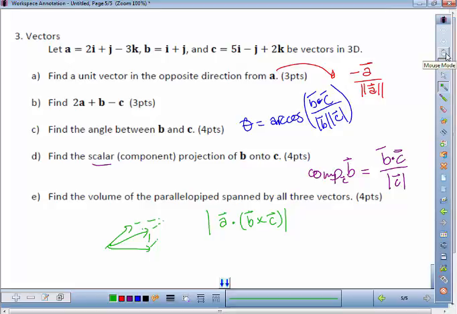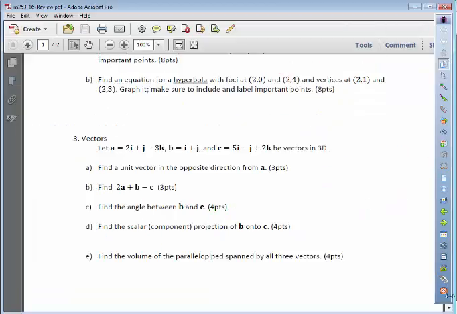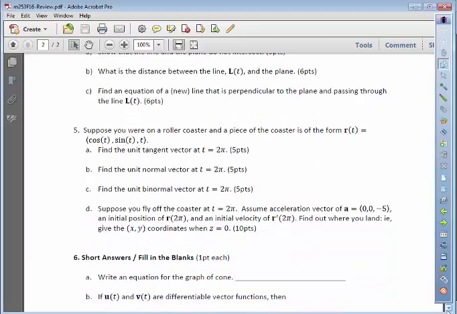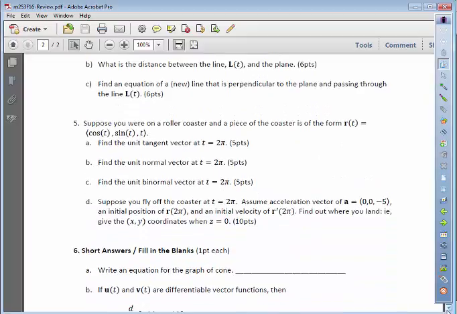So we did number 4. We didn't do all of them, but I gave you enough hints for all of them. Number 5. Oh, yeah, look at that. This one.